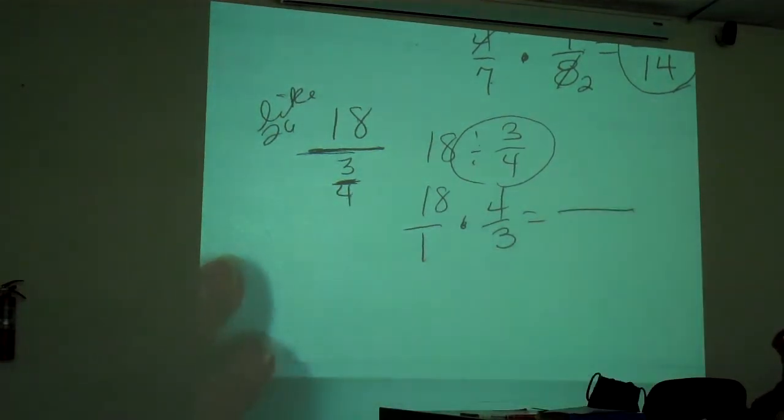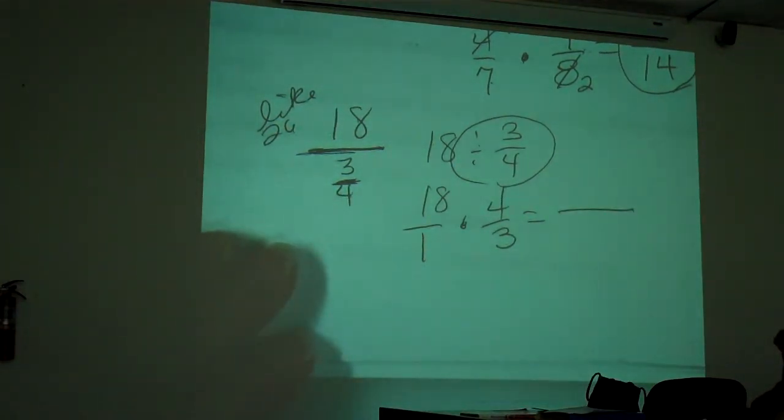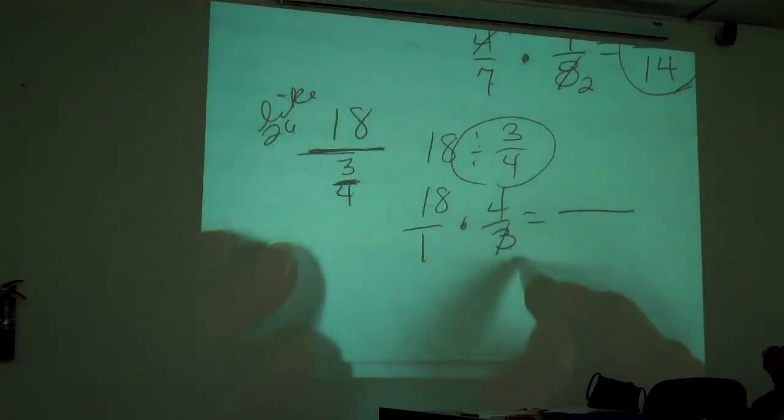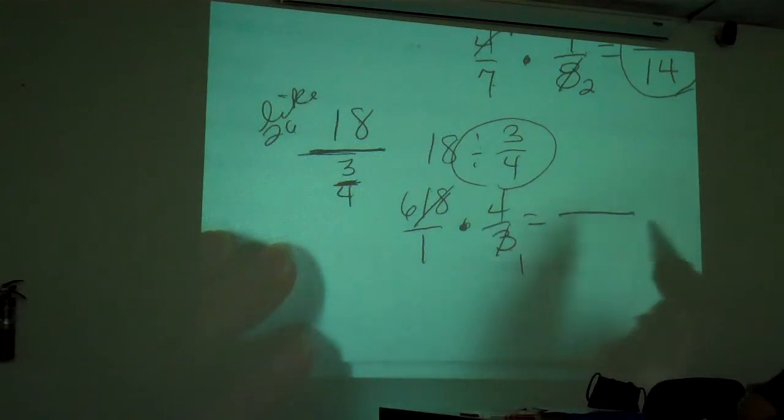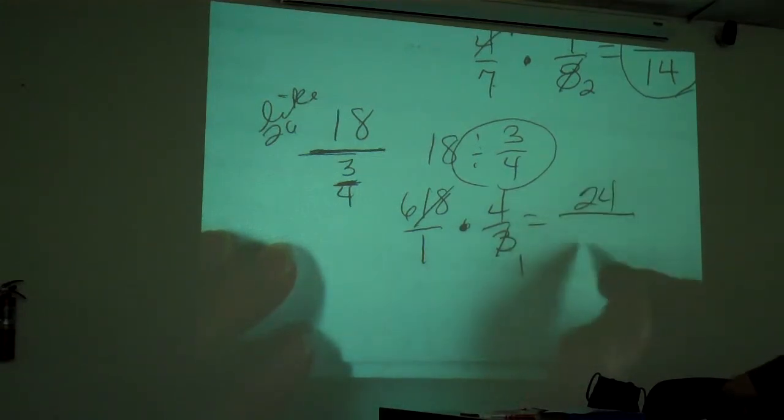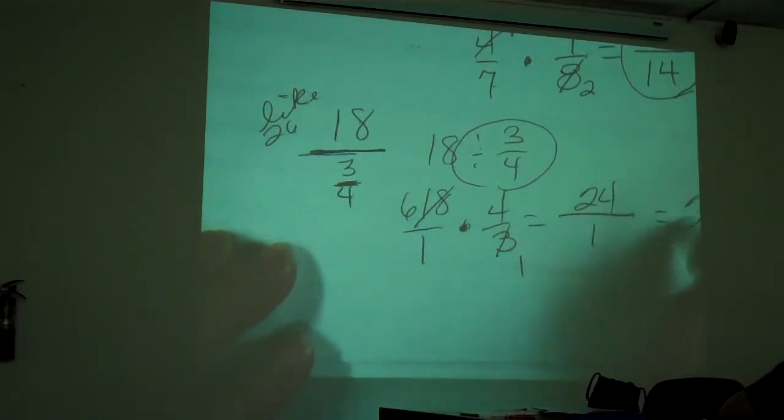Do you want to do any division first? Yeah, the 3 and the 18. Divide by 3, divide by 3. Now we have 6 times 4. 24 over 1, which will make 24 wholes. Just 24, right?